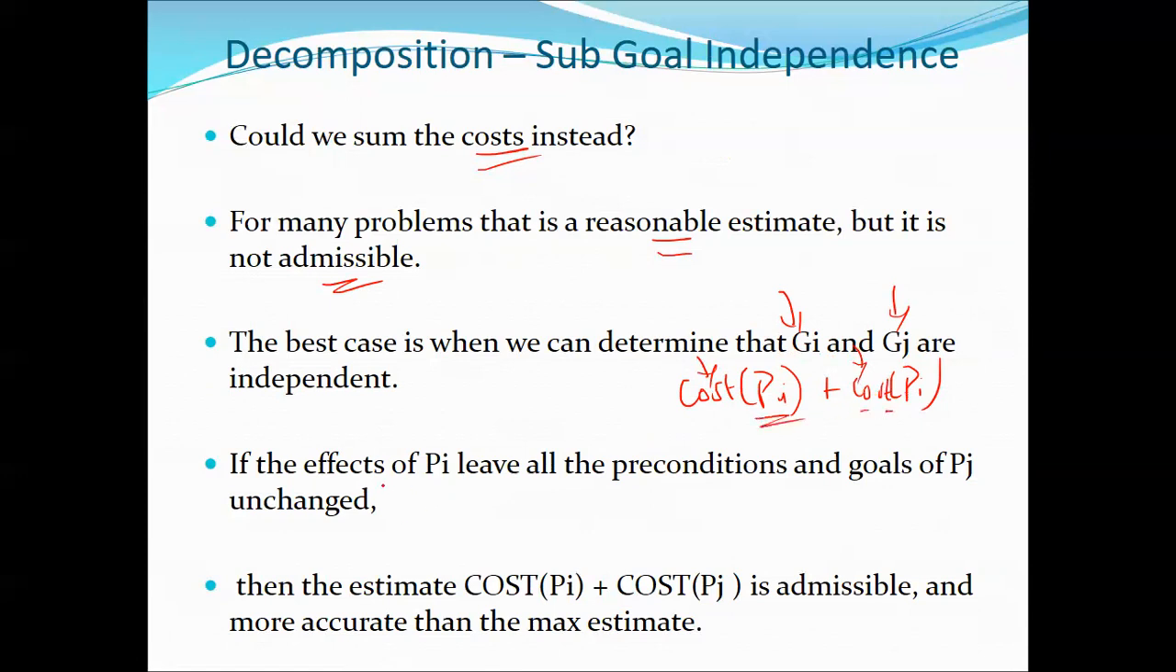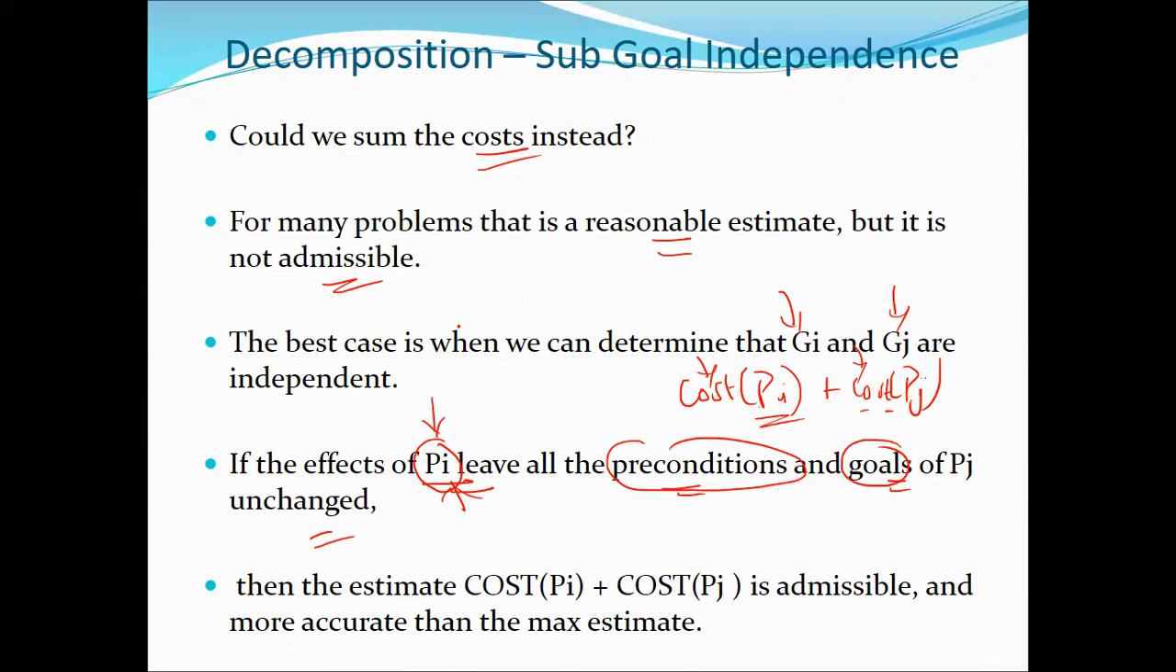Independent means what? If the effect of Pi leaves all the preconditions and goals of Pj unchanged, then Pi and Pj are independent. Are you getting it? Pi is one particular goal, right? The effect of Pi should not impact the preconditions or the goal of Pj. If Pi is in no way impacting the preconditions or goal of Pj, then they are independent. In that case, the cost of Pi and cost of Pj can be added.